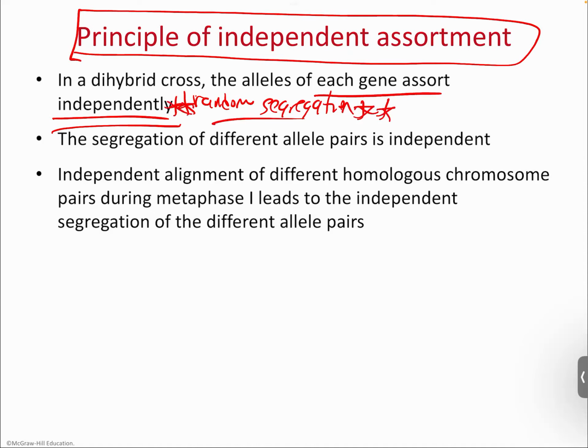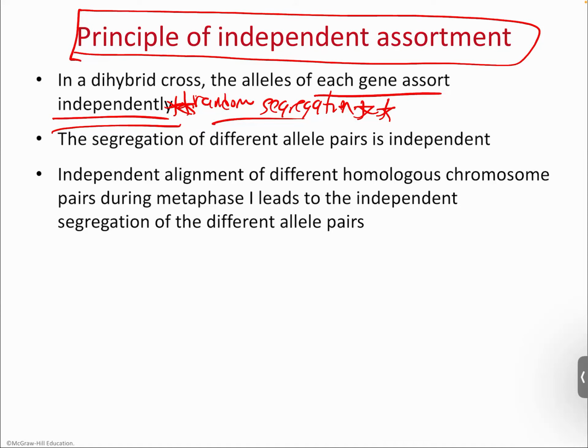If it weren't random, you would get a different ratio, right? Just like what I was talking about with those other ratios, like 9:7 versus 12:3:1. Those are non-random segregations. We now know, of course, that there is the independent alignment of the homologs during metaphase 1. So we learned about that later, right? Mendel didn't know anything about that.